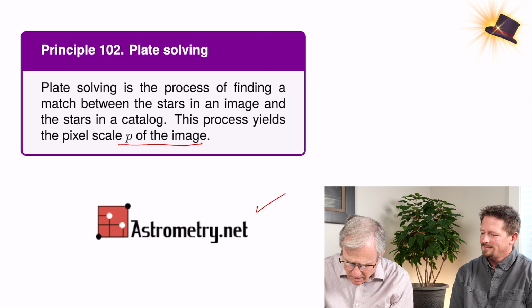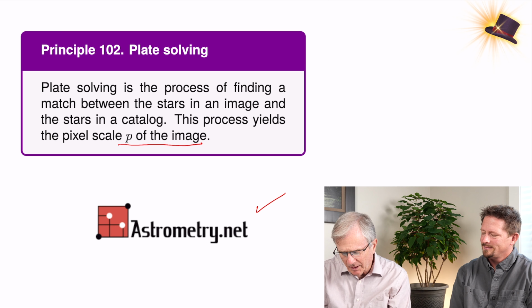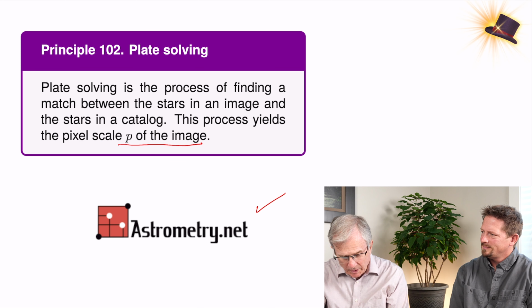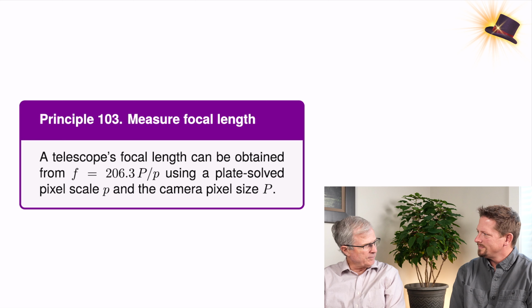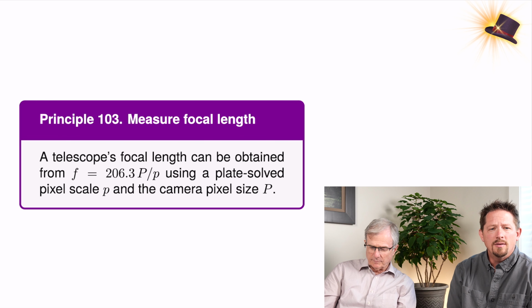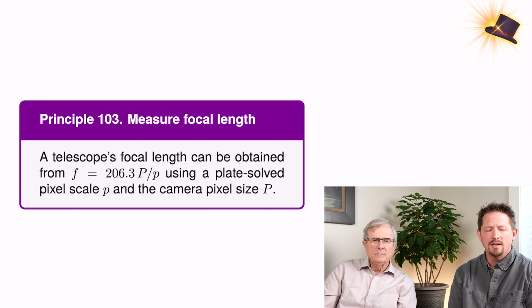So this gives you the pixel scale of the image, which you can either calculate theoretically or you can get the pixel scale using plate solving, right? All right, Principle 103, measure focal lengths. A telescope's focal length can be obtained from focal length equals 206.3, the pixel size over pixel scale, using a plate solved pixel scale, little p, and the camera pixel size, big P.